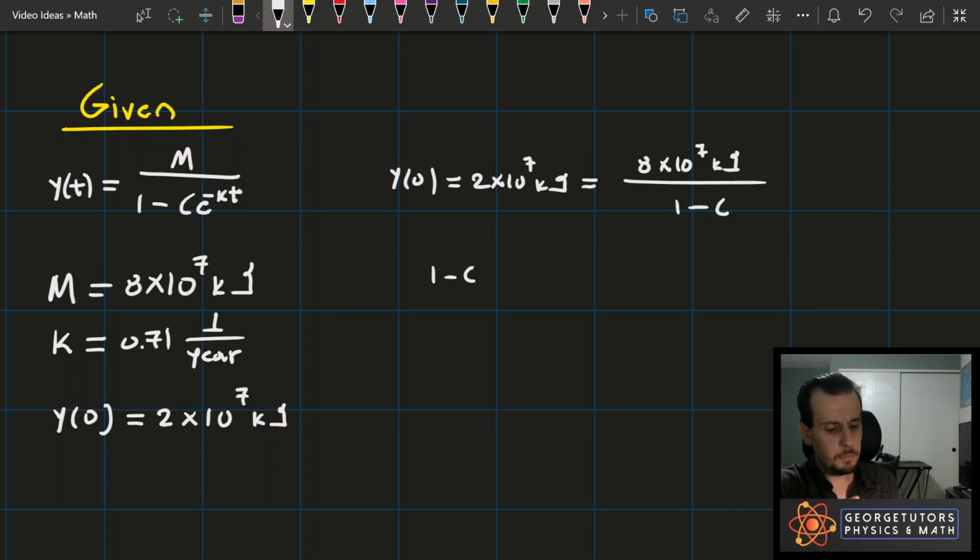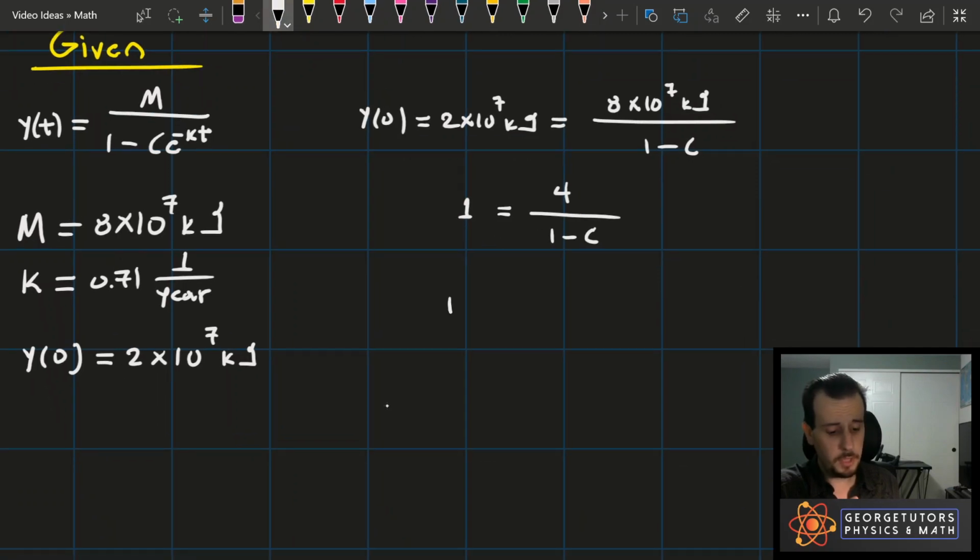So if I, again, over here, before I even move the 1 minus c, divide both sides by 2 times 10 to the 7, I obtain 1 on the left and basically 4 on the right. So right now, to solve for c, I just have to cross multiply here, move it on the other side. And I have free access right now to what c is, which is nothing more than negative 3.